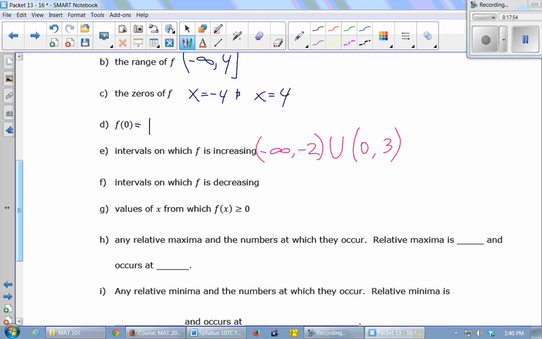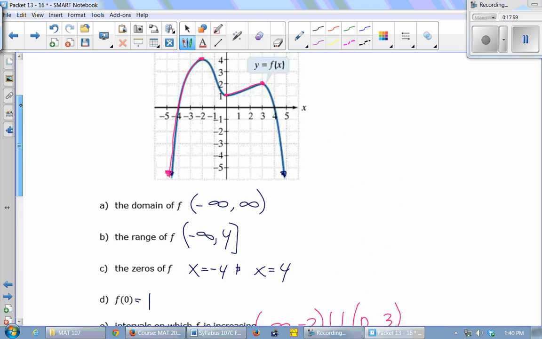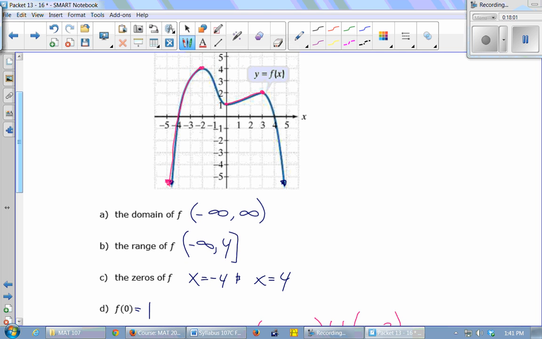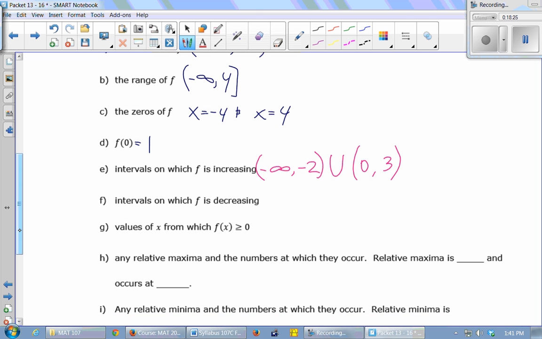All right, intervals on which f is decreasing. So this time we're reading left to right and we're looking for downhill areas. So that would be this spot here. And what x interval is that? Negative 2 to 0. And then this spot here is 3 to infinity, because we're describing x, so we're going to the right. So that's going to keep going till infinity. Always looking for the x value.